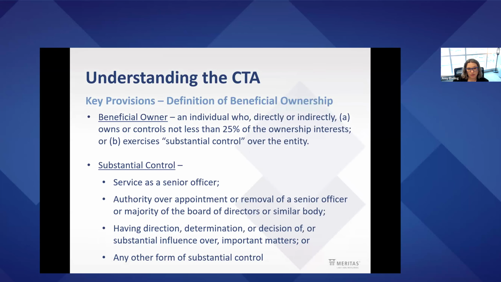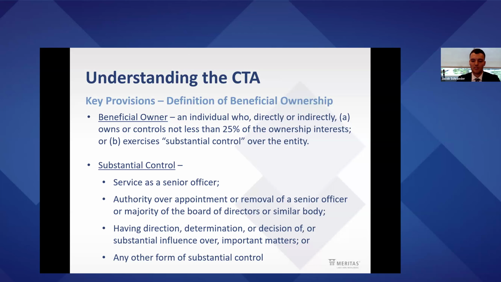Thanks, Amy. Just as a quick recap, a reporting company has certain obligations under the CTA, and specifically, a reporting company must disclose information about the reporting company and about the beneficial owners of the reporting company. So the first question is, who are beneficial owners? The CTA defines a beneficial owner as an individual who, directly or indirectly, A, owns or controls not less than 25% of the ownership interest in an entity, or B, exercises substantial control of the entity.